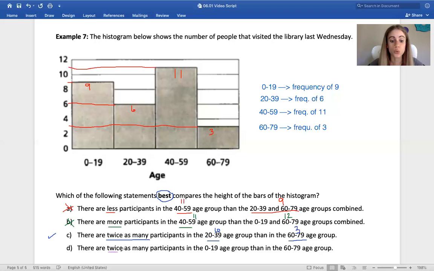All right, there are twice as many participants in the 0 to 19 age group. So that would be 9 people. Then the 60 to 79, 3 people. Well, we just talked about how 3 times 2 is 6. So what would it need to be to make D true? Yeah, there's triple the amount of participants, but it doesn't say triple, it says twice. So that means the best answer is C.